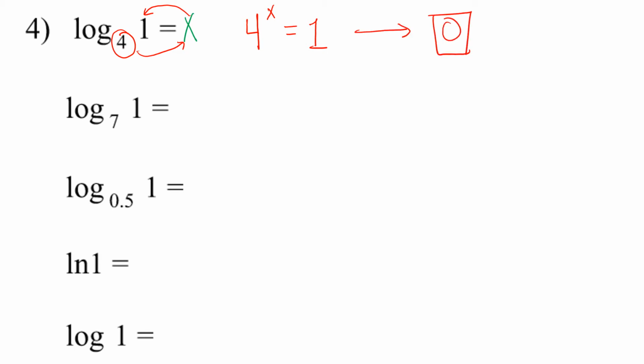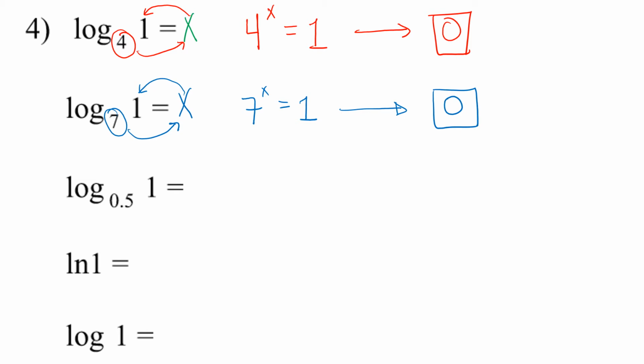Okay, that's Christmas colors. Let's throw some blue in there. Same thing here. This means that 7 to the x is equal to 1. So 7 raised to what power is equal to 1? Well, again, 0, because anything to the 0 power is equal to 1. Let's do another one. 0.5 to the x is equal to 1. 0.5 raised to what power is equal to 1?